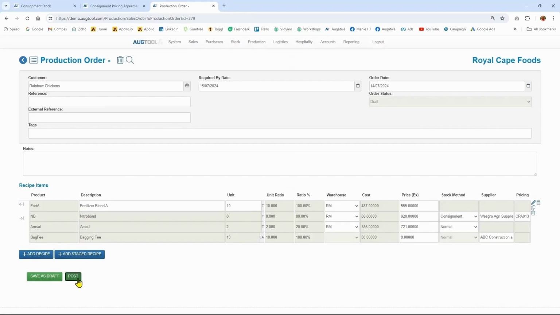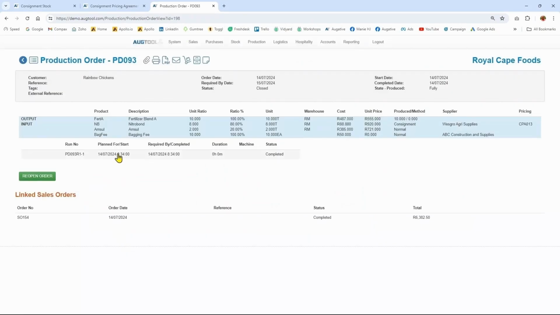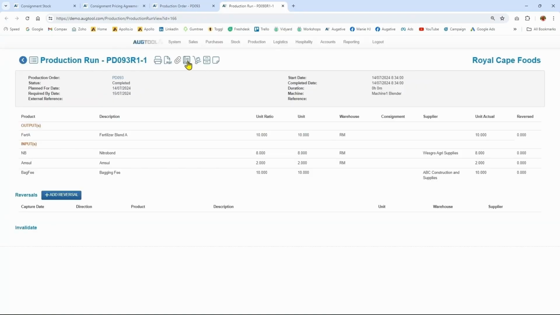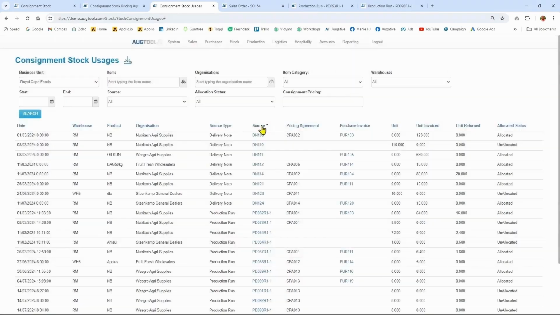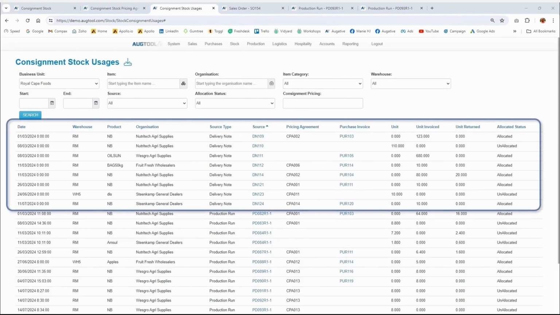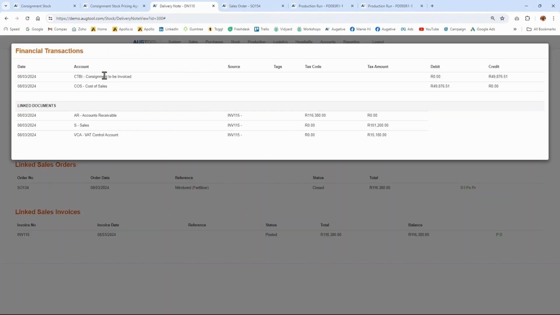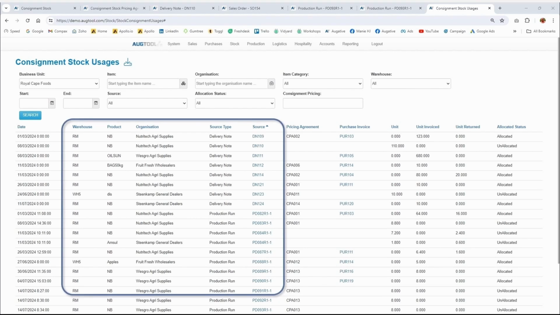Now send the sales order recipe to production, produce the final product, and notice that the consignment usage has been created as a liability and indicates that a purchase invoice has to be created. We have also delivered some consignment stock without going to production that should be paid for. Every consignor will show in the consignment usage list linked to the warehouse, product, and type of usage.